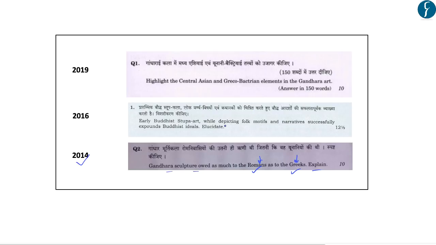So in this question, UPSC asked to delineate the contribution of Romans as well as Greeks in Gandhar sculpture. Then in 2016, UPSC again in the GS1 paper asked, early Buddhist stupa art while depicting folk motifs and narratives successfully expounds Buddhist ideals. Although not directly related to Gandhar art, this particular question also focuses on Buddhist sculptures. Then in 2019, the question which we are going to discuss, UPSC asked, highlight the Central Asian and Greco-Bactrian elements in the Gandhar art. Even if you analyze the question papers going before 2013, UPSC has asked questions along similar lines, and hence it becomes extremely important for us to understand the various features of Gandhar art.